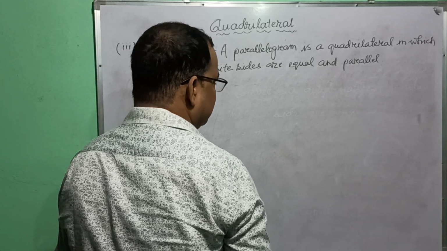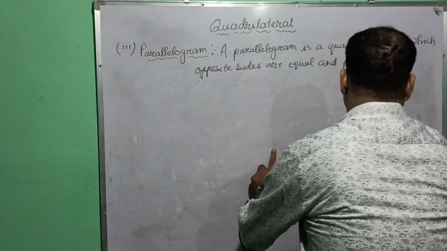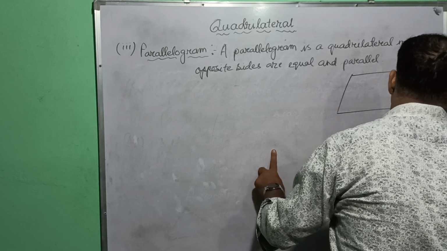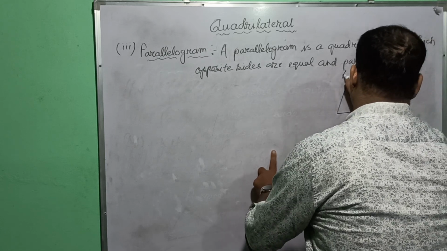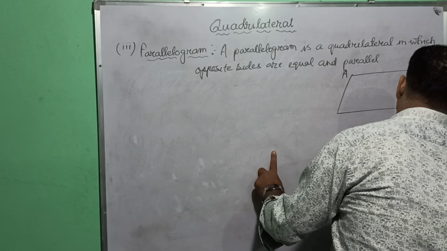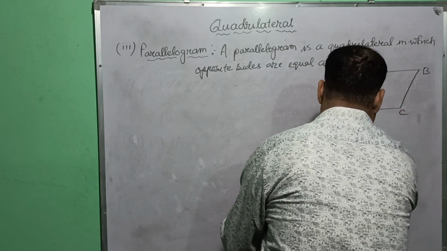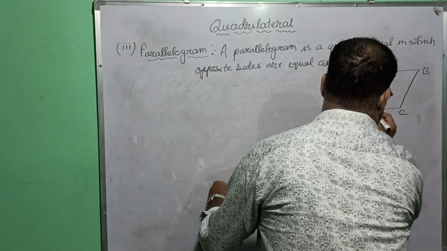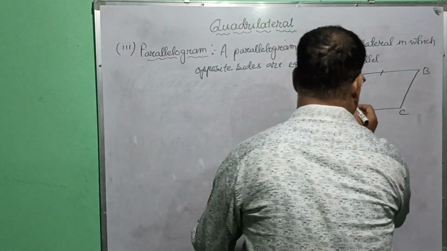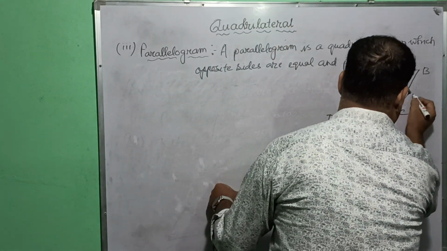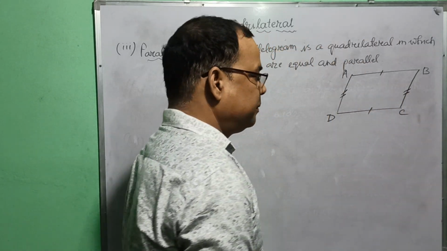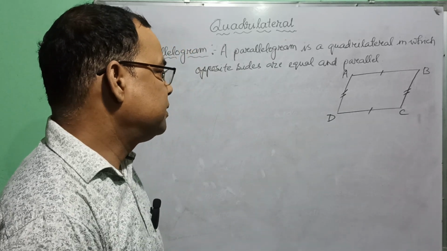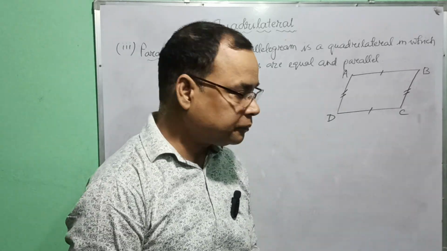So if we draw a parallelogram, we can draw it in this way. So ABCD. If ABCD is a parallelogram, then its opposite sides AB and DC must be equal, and the opposite sides AD and BC also must be equal, and they must be parallel to each other. So this is the definition of a parallelogram.